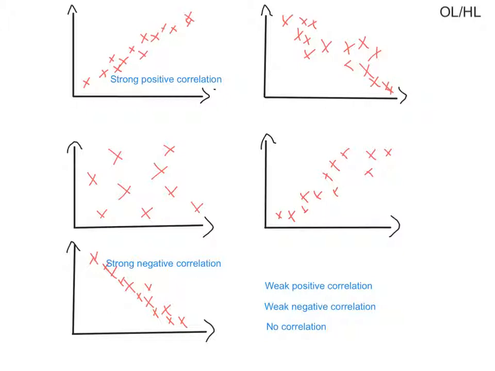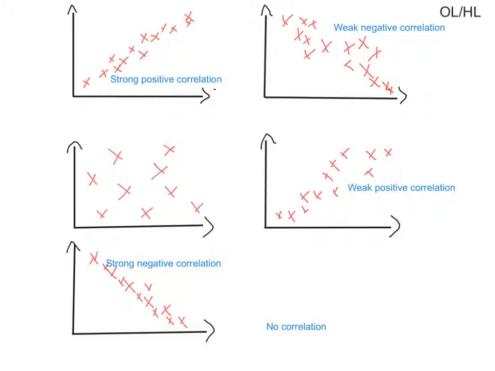For weak positive correlation, we need the scatter diagram to show x values increasing at the same time as the y values increasing. However, as this is weak correlation, the points need to be more spread out than a straight line. Hence, the weak positive correlation label goes here. For weak negative correlation, we need one variable to increase as the other variable decreases. We also need the points to be more spread out than a straight line. In this case, this top diagram is the weak negative correlation.